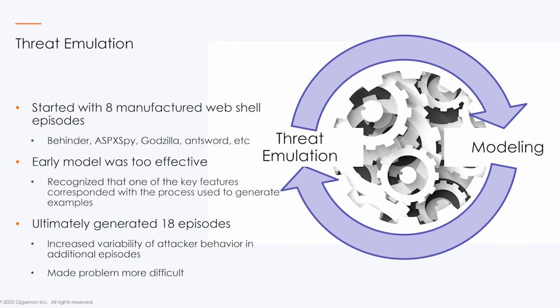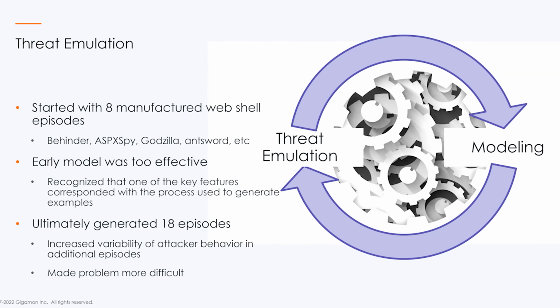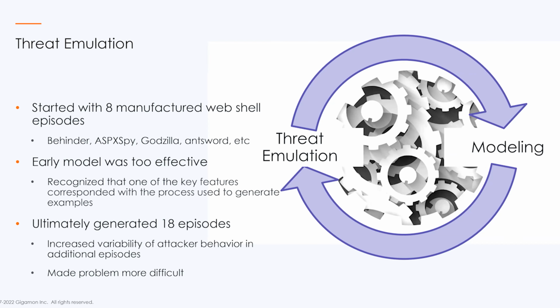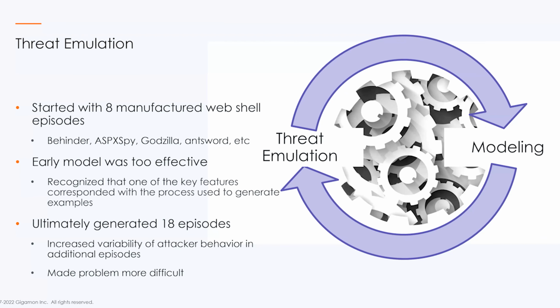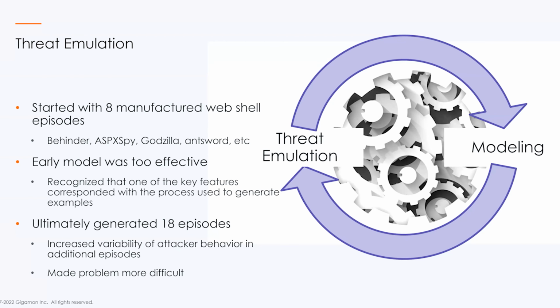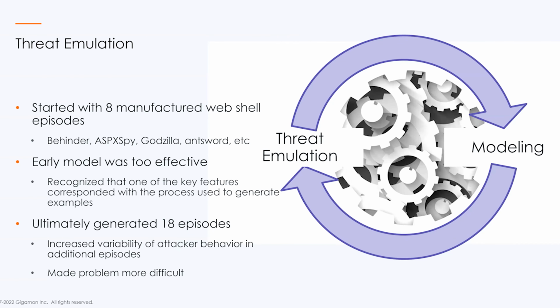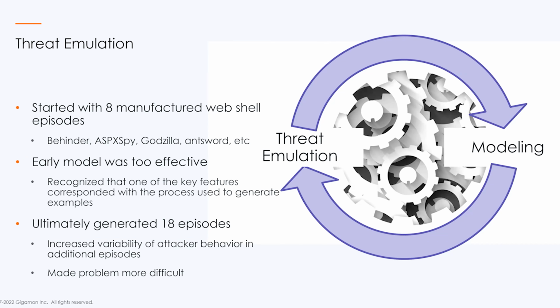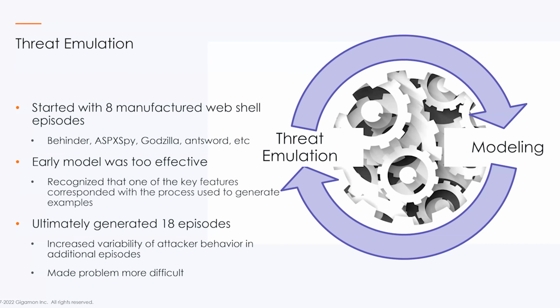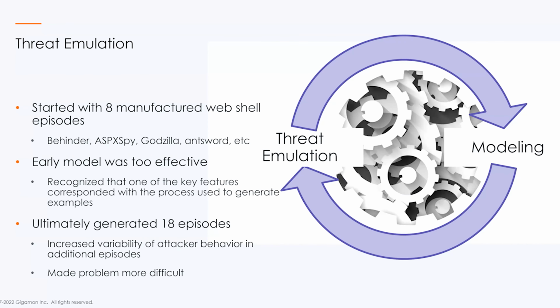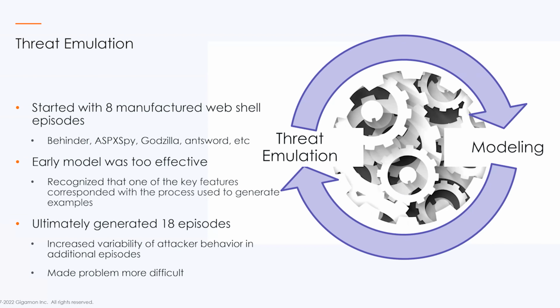So it's important to have a close relationship between the threat modeling group, the threat emulation group, and the modeling group, to make sure that if you have results that are too good, you should actually make the problem harder and diversify your samples. So we ended up ultimately generating 18 episodes, and we increased the variability of the attacker behavior in the additional episodes, making the problem more difficult.